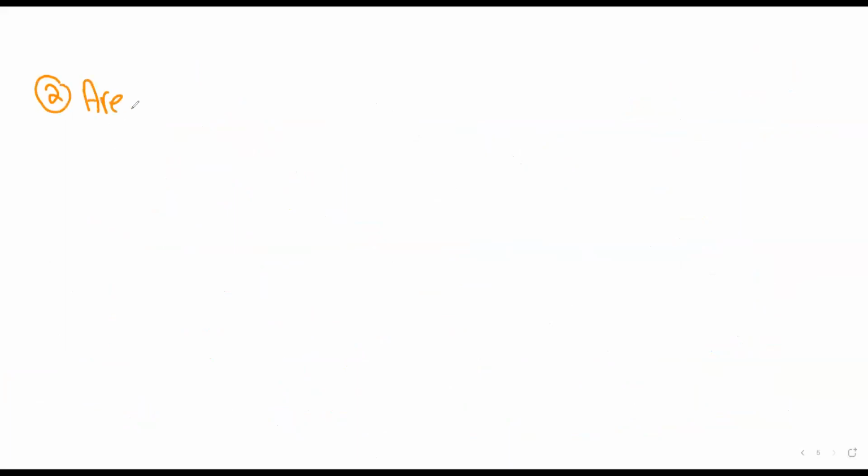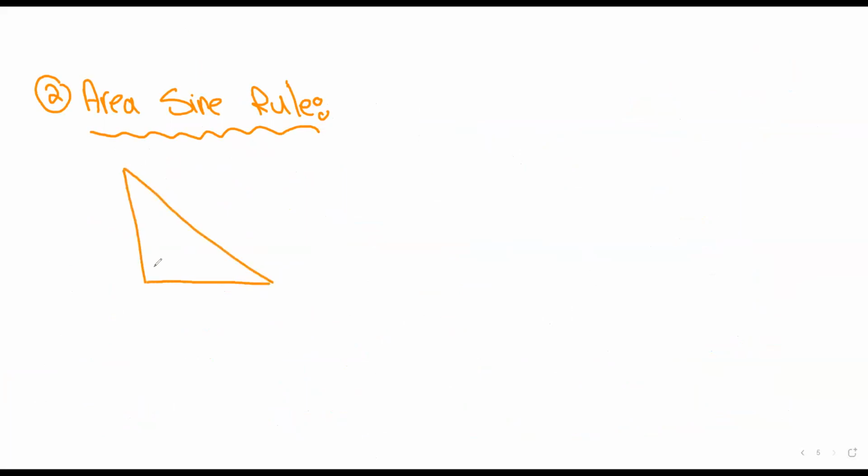area sine rule. The area sine rule. And why do I want to discuss it in this video? Because it's related to sine. It is super easy and it shouldn't take more than 10 minutes. Now we all know that for right angle triangles, if I'm given this as 10 and this as 12, the area of a right angle triangle is half base height, or base height over 2.